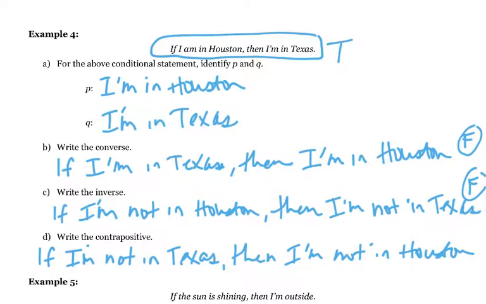If I'm not in Texas, then I'm not in Houston. That is true. So if I'm not in Texas, that means like I'm in Oklahoma or something. And that means I'm also not in Houston because Houston's not in Oklahoma. So that is a true statement.